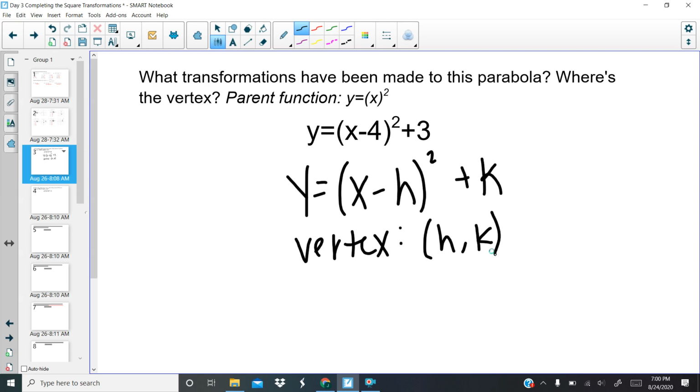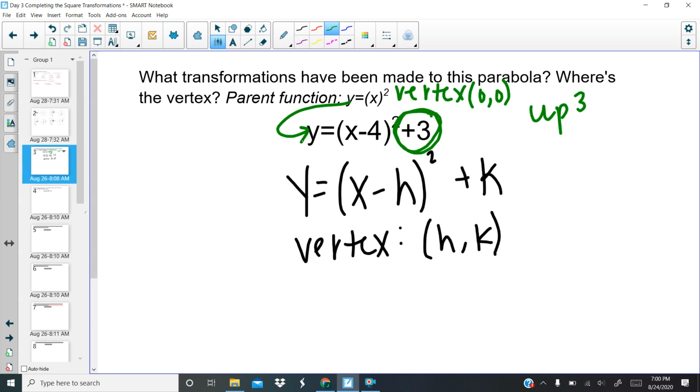So basically last year, the way that we discussed it is whatever is being added or subtracted at the end, that number is what we're going to consider moving the graph up or down. Since it's a plus sign, this parabola has been moved up 3. When I say up 3, I mean from the origin. In the parent function, the vertex is at (0, 0), and going from the parent function to this function, it's been moved up 3.